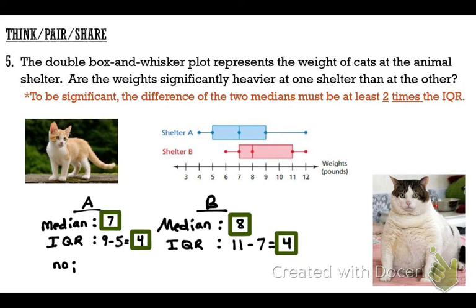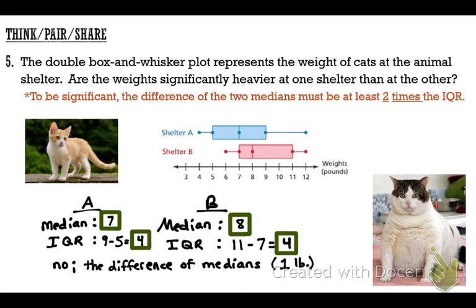Who can explain to me why this is not significant? Gavin. Okay, so the difference of the medians, as he said, you subtract 7 minus 8, or 8 minus 7. What is the difference of the medians? 2. 8 minus 7 is? 1. Okay, that's a 1 pound difference.